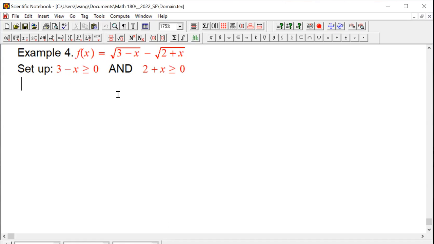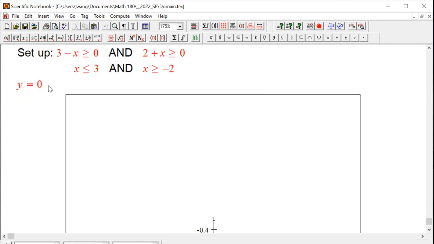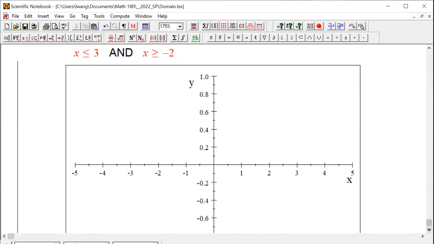So we're going to solve these two inequalities, and from the first one, we get x less than or equal to 3. You just add x on both sides. On the other one, x is greater than or equal to -2, okay? And then you're going to combine these two requirements. I'm going to draw a picture to show you how you would determine that.